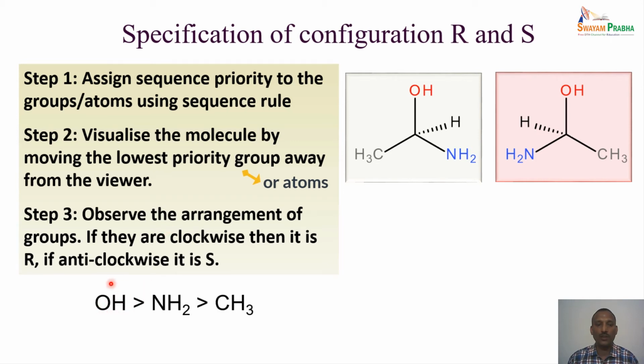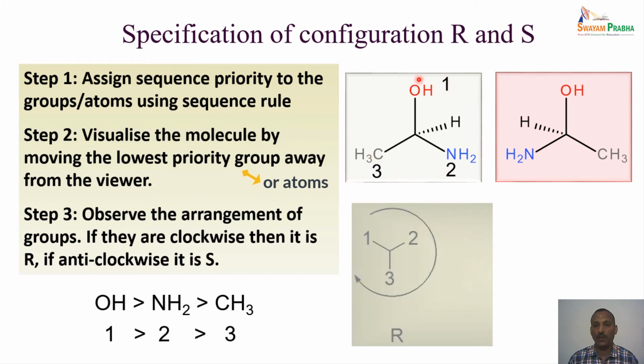As I mentioned, OH has the highest atomic number, so priority number 1 is given to oxygen. The second one is nitrogen, which gets priority number 2, and carbon, which has the lowest atomic number among all three, is given priority number 3. So oxygen is 1, nitrogen is 2, carbon is 3. This 1, 2, 3 is in the clockwise direction. This type of arrangement is called R arrangement, or in other words R configuration. That is how it is represented as R.